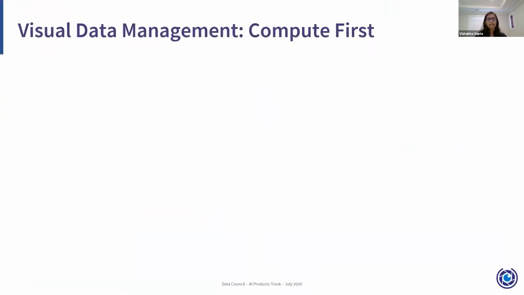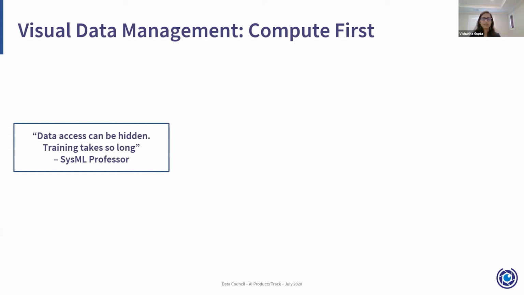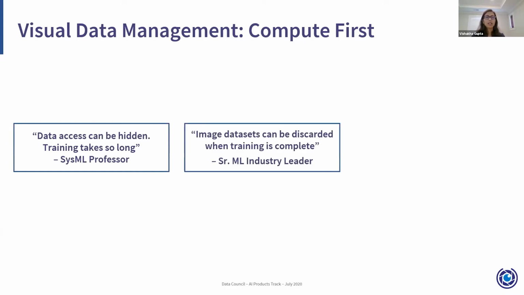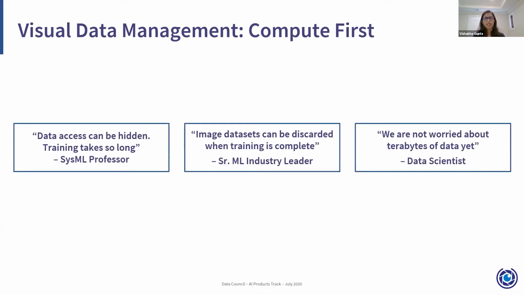Four years ago, back at Intel, when we started working on the design for an end-to-end visual cloud infrastructure to be used for machine learning on visual data, we spoke to machine learning researchers in academia and our company. At the beginning, we only ever heard compute, DevOps, and accuracy-related challenges that people envisioned in order to make machine learning a reality. Any time we raised data, we received feedback to the effect of: data access can currently be hidden behind because training takes so long, or image data sets can just be discarded after they've been used for training a particular model, or we're not really worried about terabytes of data yet.